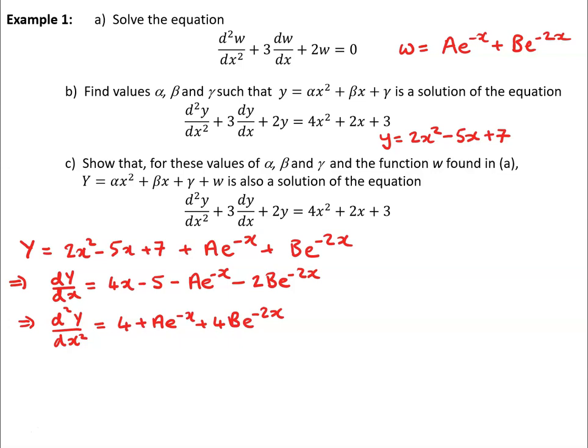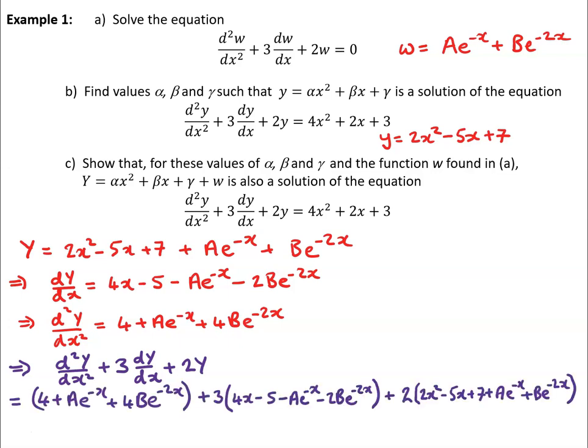So d2y/dx squared plus 3 dy/dx plus 2y is going to be equal to 4 plus ae to the minus x plus 4be to the minus 2x. That's the d2y/dx squared term. Plus 3 lots of 4x minus 5 minus ae to the minus x minus 2be to the minus 2x, which is the dy/dx expression, plus 2 times y, which is 2x squared minus 5x plus 7 plus ae to the minus x plus be to the minus 2x.